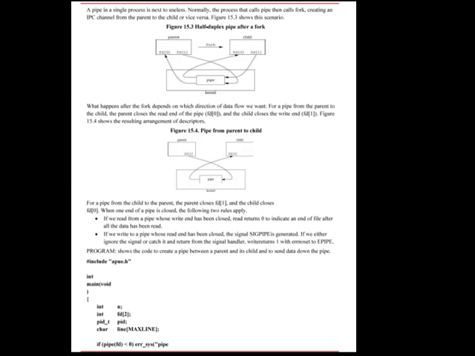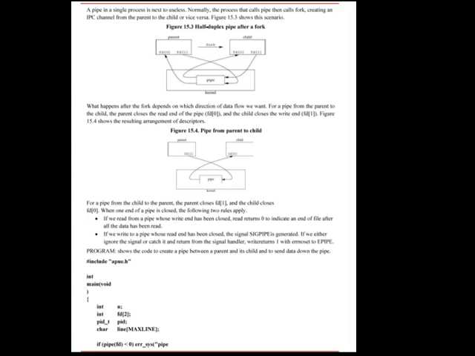A pipe in a single process is next to useless. Normally, the process that calls pipe then calls fork, creating an IPC channel from the parent to the child or vice versa. Figure 15.3 shows this scenario.